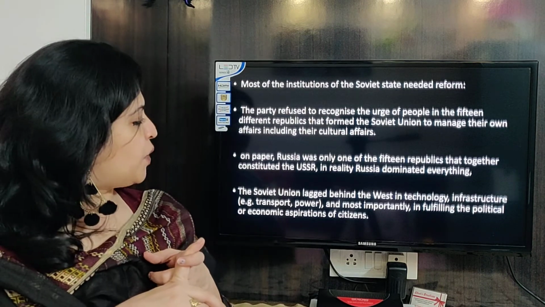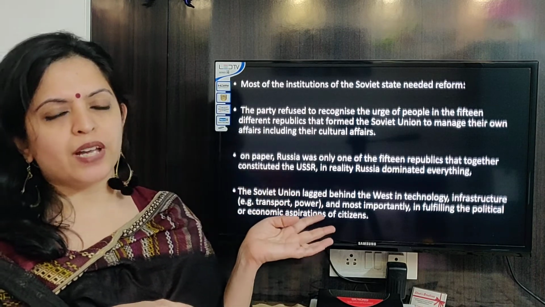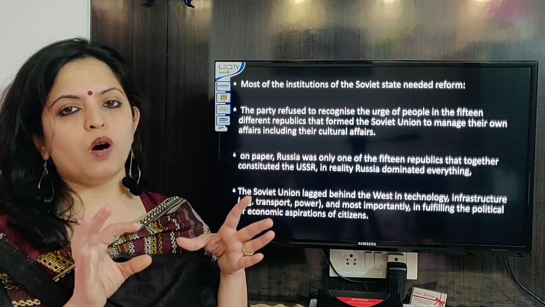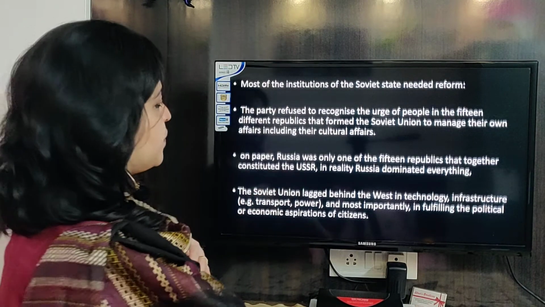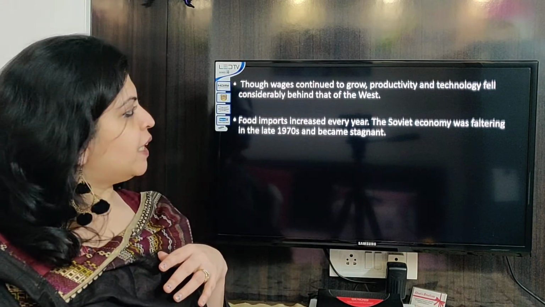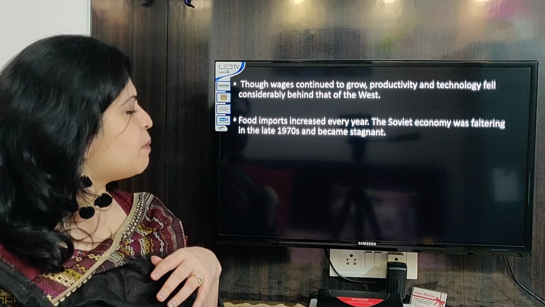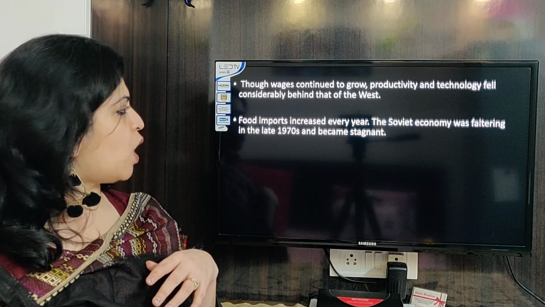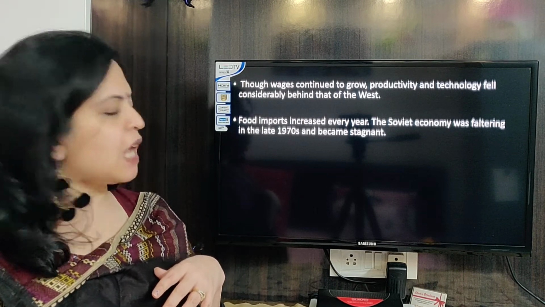Third thing, when we compare technology, infrastructure, जैसे कि transport वगैरह, तब भी अगर हम देखें तो USSR was not able to compete much with America. Okay. Though wages continued to grow, productivity and technology fell considerably behind that of the West, and food imports increased every year. The Soviet economy was faltering in the late 1970s and became stagnant.